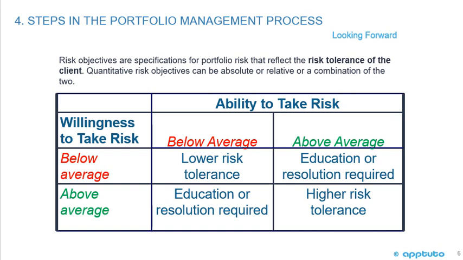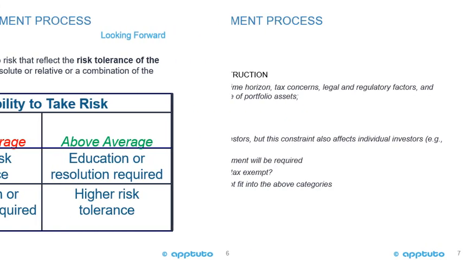So there's this little matrix that if your willingness to take risk is below average and your ability to take risk is below average, then indeed you have a lower risk tolerance. However, if your willingness to take risk is above average, but your ability is below average, then there's some education or resolution required. Again, if your willingness to take risk is above average, and your ability is above average, then indeed you do have a higher risk tolerance. However, if your ability to take risk is above average, but your willingness is below average, then perhaps again there's some education or resolution required.